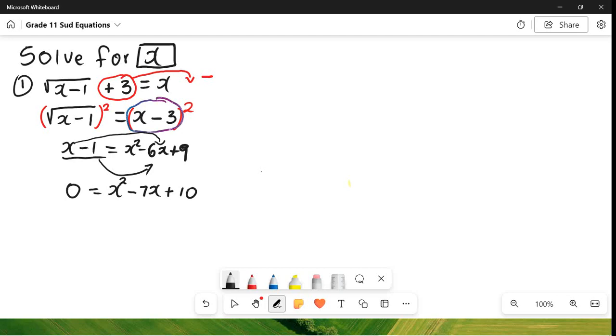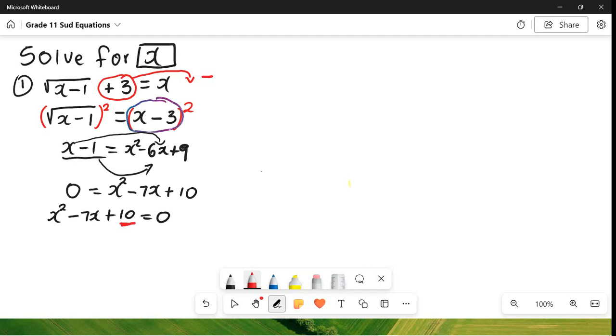But usually we have it in a standard form this way: x squared minus 7x plus 10 equals 0. This is the standard form that we know. So let us see if we can factorize this. I'm going to show you this just once again. How do we factorize? We find two factors of 10 that when we multiply them, we get positive 10, but when we add them, we get minus 7.